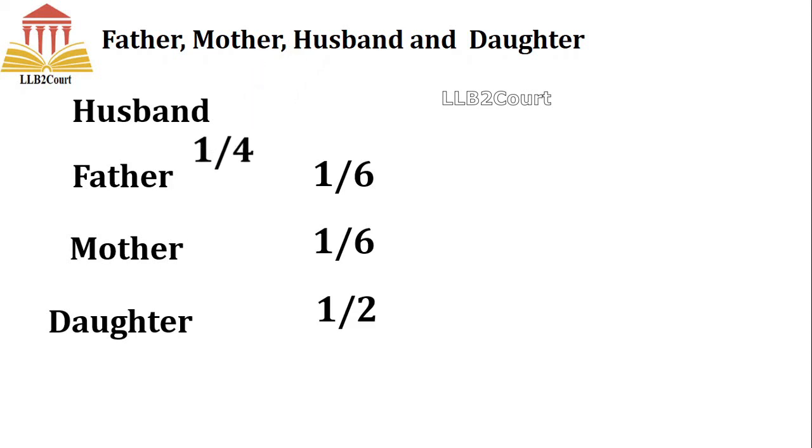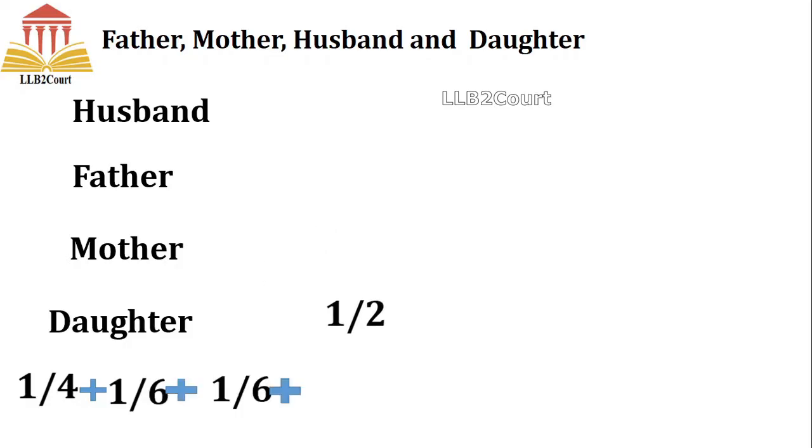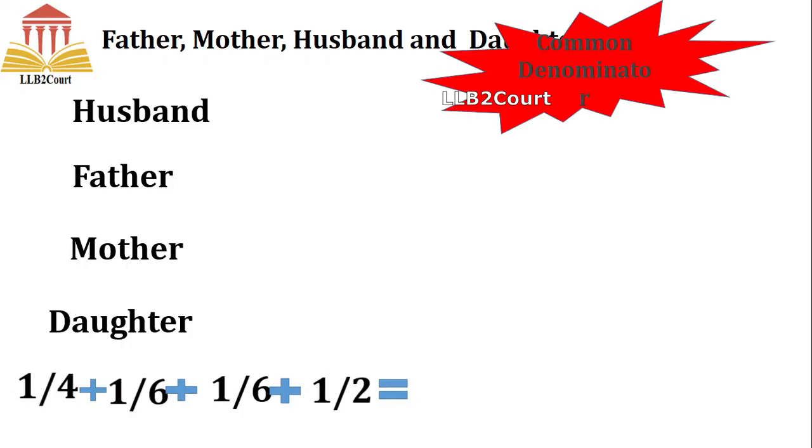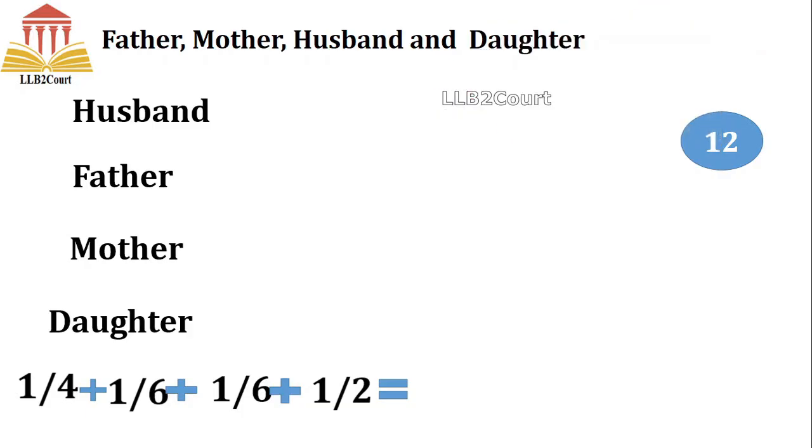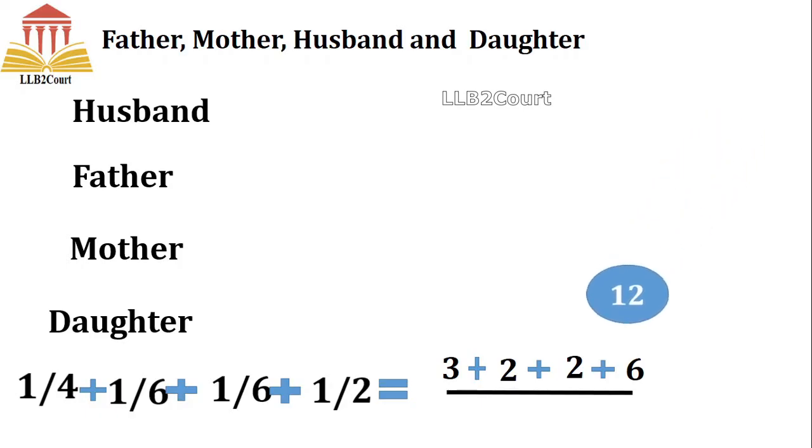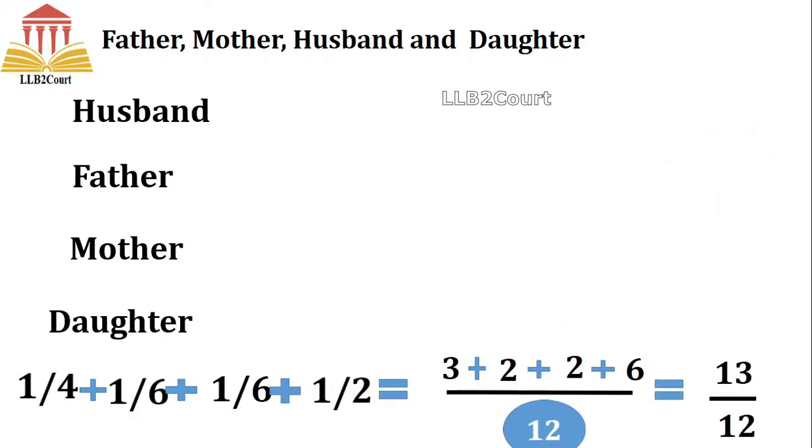So if you sum it up, 1 by 4 plus 1 by 6, 1 by 6 plus 1 by 2, and reduce it to the common denominator. So 4, 6, 6, 2, if you take LCM, the common denominator will be 12. So if you reduce it to the common denominator, it will be 3 plus 2 plus 2 plus 6 by 12. So what happens here is 13 by 12. So one share is extra, 13 by 12, which is greater than unity.